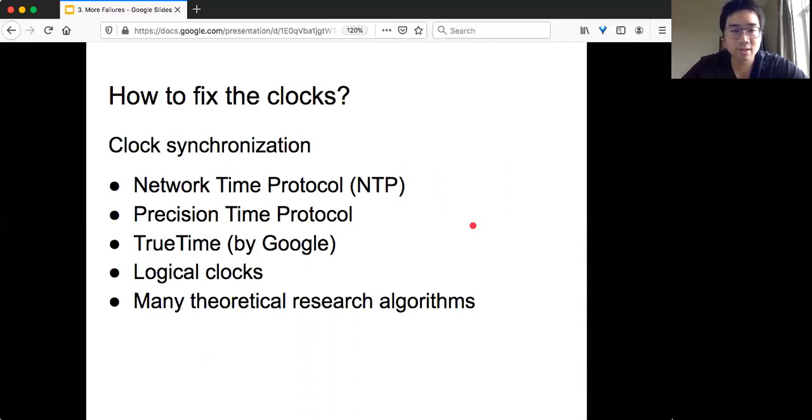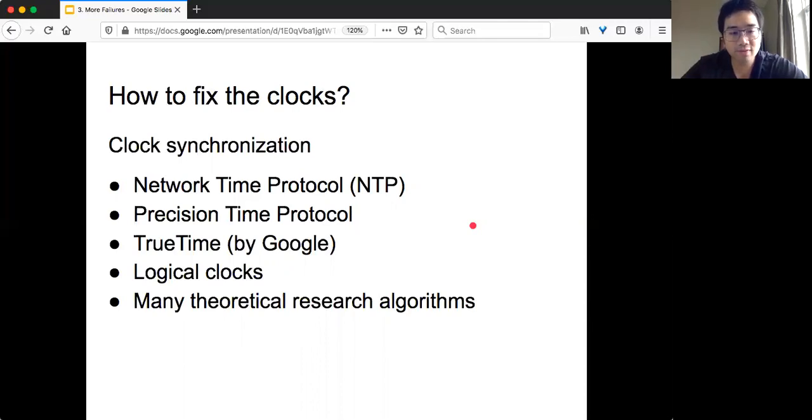And in practice, the most popular protocol is probably the Network Time Protocol, NTP. There's also a newer version called Precision Time Protocol. And I think back in 2012 or 2013, Google used a very fancy architecture to build their own time protocol, which is called TrueTime. It's one of the reasons that they were able to build a very amazing system called Spanner, which we will discuss later.